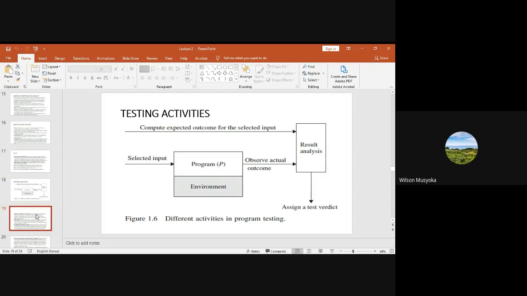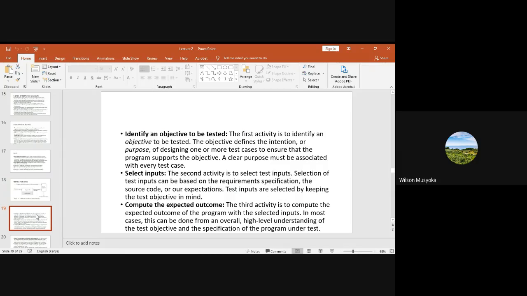So when you are performing these activities, there is that process that you will follow. The first activity in the testing process will be to identify the objective. Why do you want to perform the test? So the first activity is to get the objective or the intention or the purpose. And when you are trying to get the objective, it is so that you can design a test case that will ensure the program will support that objective.